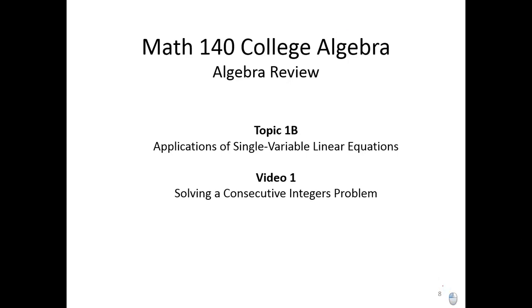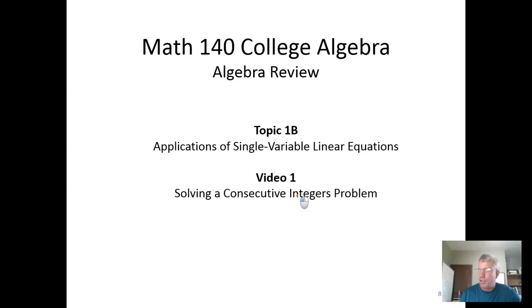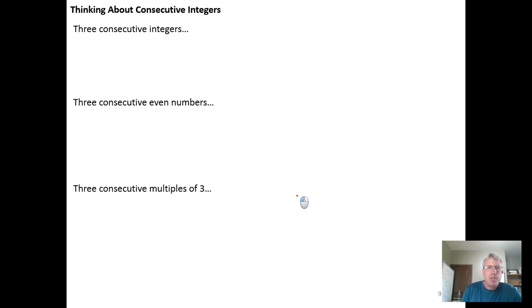So in this video, we're going to solve a consecutive integers problem. But before we jump into solving a problem, let's talk about a consecutive integers problem or a consecutive numbers problem. So three consecutive integers. Consecutive just means one right after another. For example, the numbers 2, 3, and 4 are three consecutive integers.